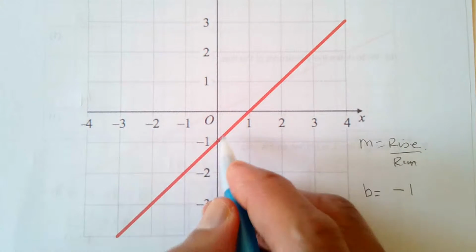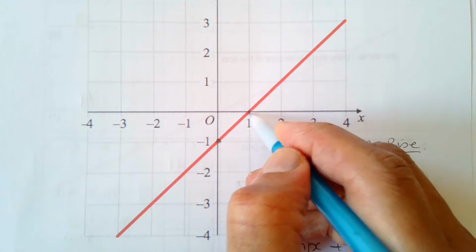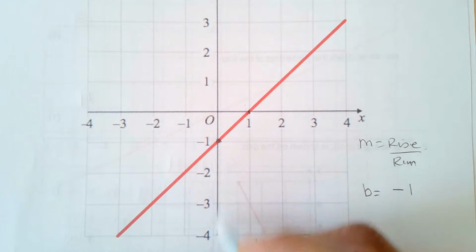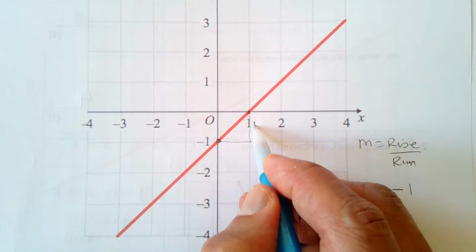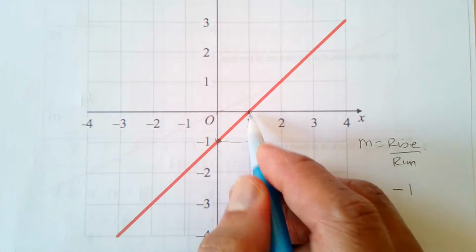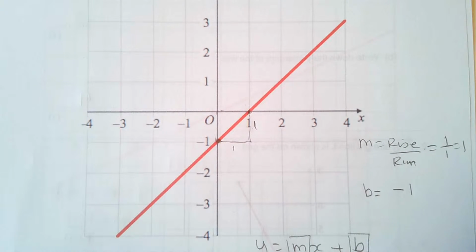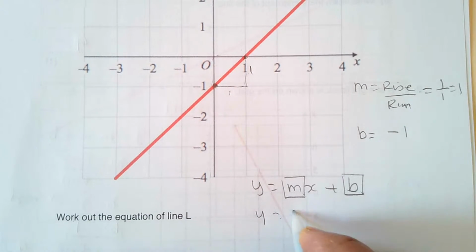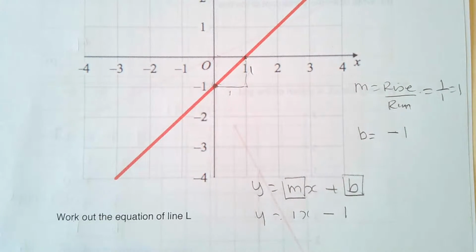Next, my rise. Now pick 2 points. It doesn't matter which 2 points. And here's the easy one to pick because they're right on the axes. The y-axis is -1. The x-axis is 1. So we'll construct a triangle here. This is 1. Here's 1. This is going up is positive 1, and this is 1. So 1 over 1 is equal to 1. So my m is 1. So I can write that as y is equal to 1x minus 1. Notice the y-intercept is negative 1.